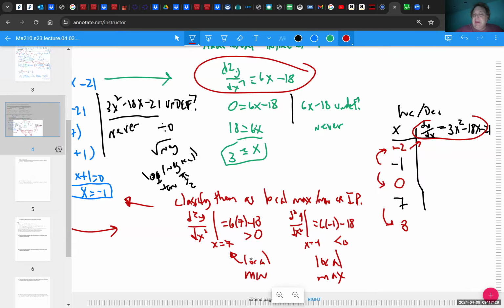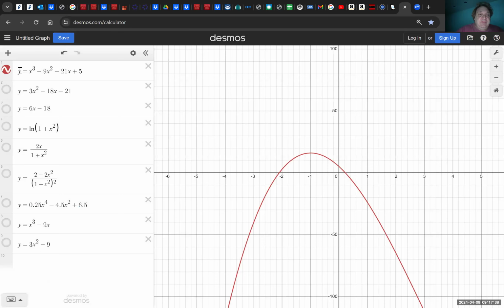Now, I'm not going to do these by hand, partially because I'm not good at doing it by hand, and also I'm a little bit lazy. So I have prepared Desmos here. This is our function, y equals x cubed minus 9x squared minus 21x plus 5.